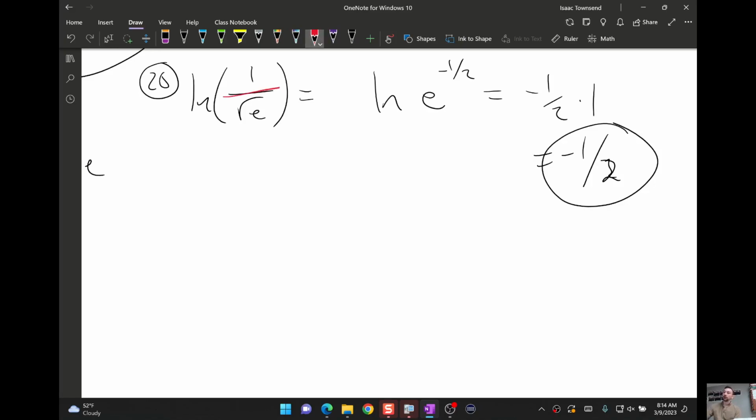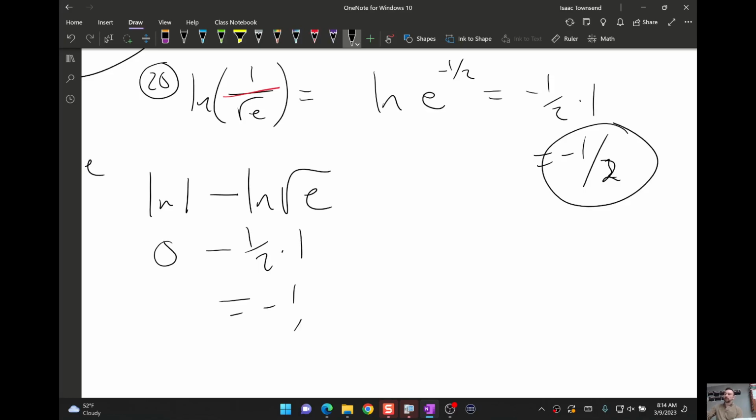And or, now the new thing, expanding. You could expand this as natural log of 1 minus the natural log of the square root of e. And then this becomes 0. This exponent can come down. Natural log of e is 1. And you get negative 1/2 that way too. So you've got options now.